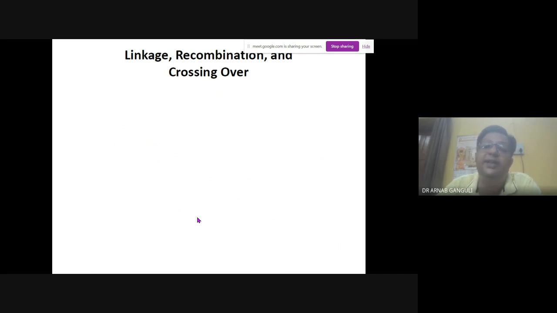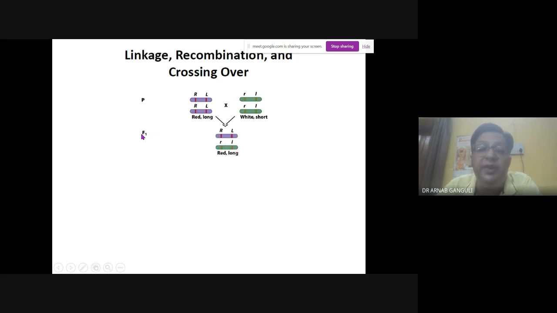So linkage, recombination, and crossing over, we are trying. So capital R is round, capital L is long, and small r, small l. So these are two genes on the same chromosome. When you cross them, in the first generation, in the F1, you have this whole chromosome coming, and this one is also coming: capital R, capital L, and small r, small l.